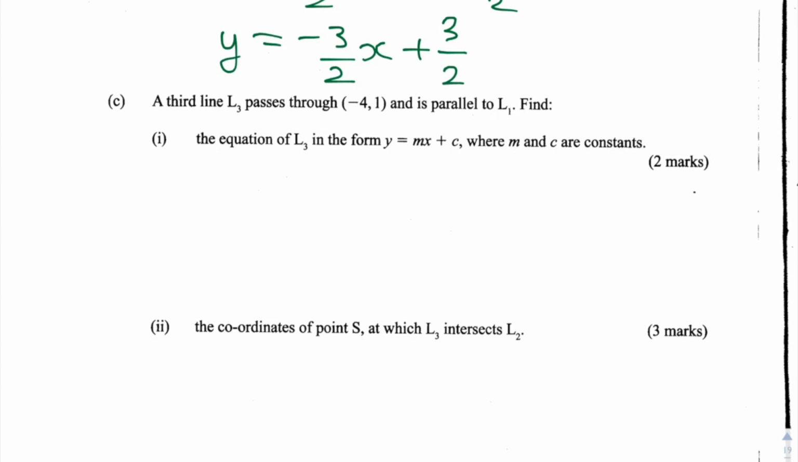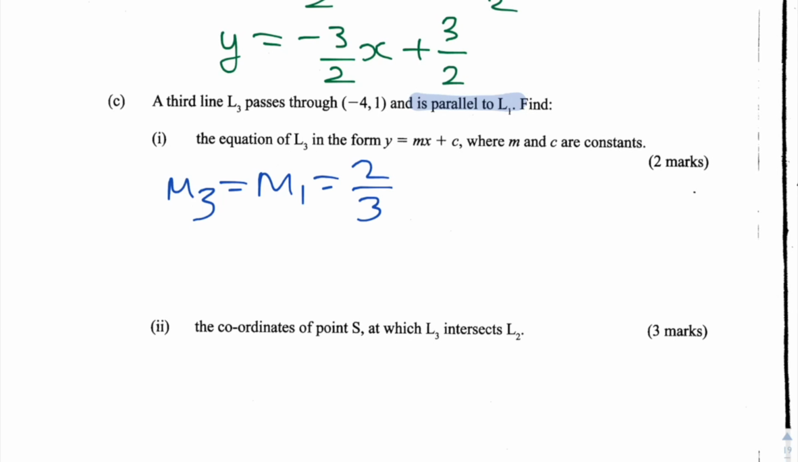The information that we've been given is that L3 is parallel to L1. If L3 is parallel to L1, that means that the gradient of L3, M3, is equal to the gradient of L1, M1. The gradient of L1, which we discovered in the previous part, is 2/3. That means that the gradient M3 of L3 is also 2/3.